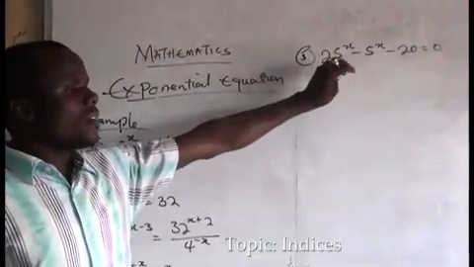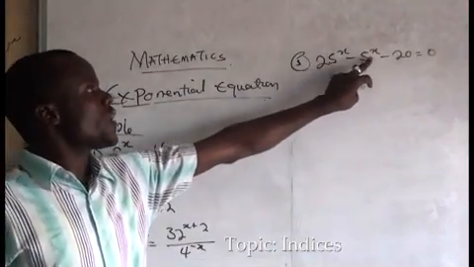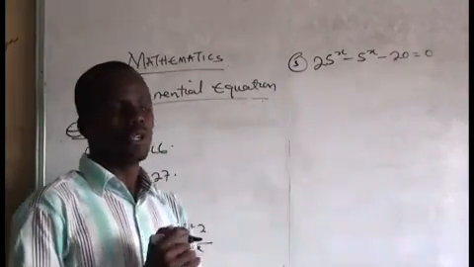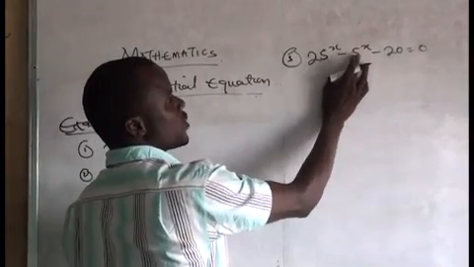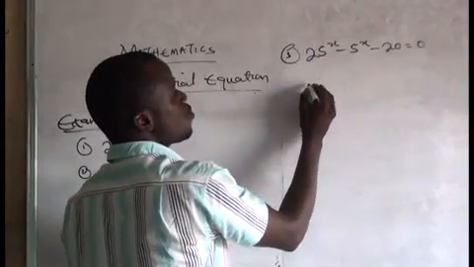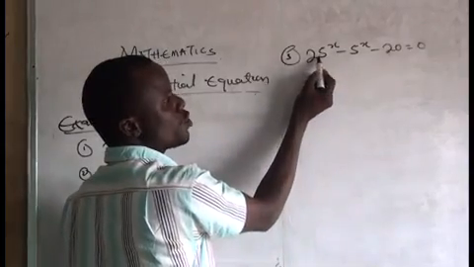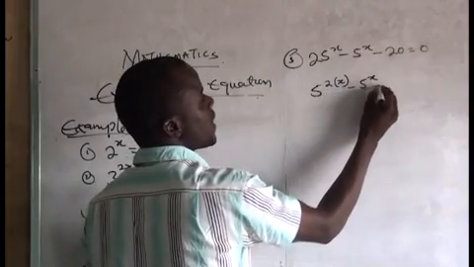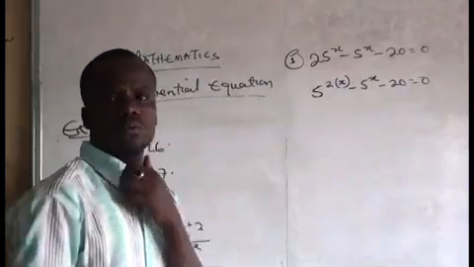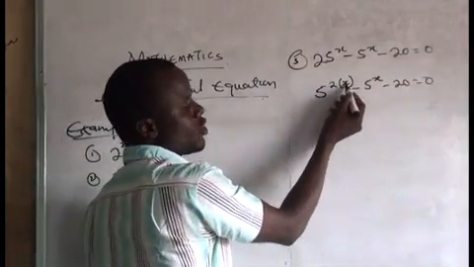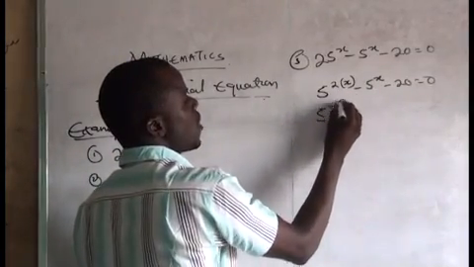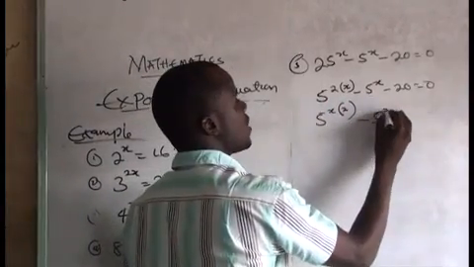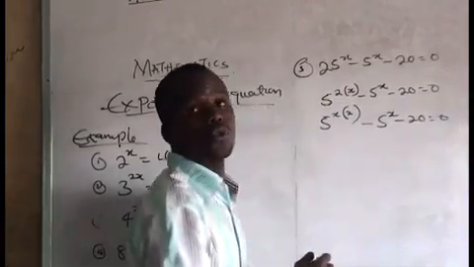So we have 25 to the power of x minus 5 to the power of x minus 20 equals 0. It's another exponential function because the power is unknown. So now this 25 we can express with the same base as this 5. That is, we say 5 squared. 5 squared is 25. Then we have x. Then minus 5 to the power of x minus 20 equals 0. Then now this one we can make a change. That is, we say 5 to the power of x, then we make the 2 to be inside the bracket. It's accepted. Then minus 5 to the power of x minus 20 equals 0.